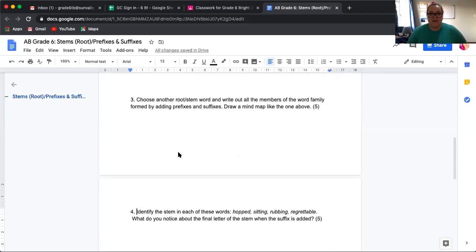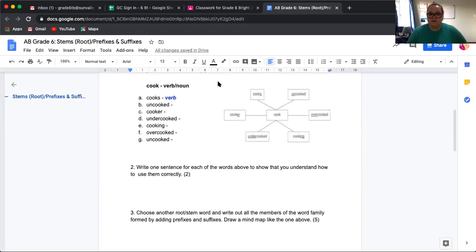Okay. Then number 3 says choose another root or stem word and write out all the members of the word family formed by adding prefixes and suffixes. Draw a mind map like the one above. And this is what we are referring to over here, okay? So you've got to come up with your own root word or stem word, which will be placed in a block like this. And then you will add all the different words that you can think of by adding prefixes and suffixes. Try and choose a word that you can also find to add a prefix and a suffix at the same time, as a nice little challenge for you.